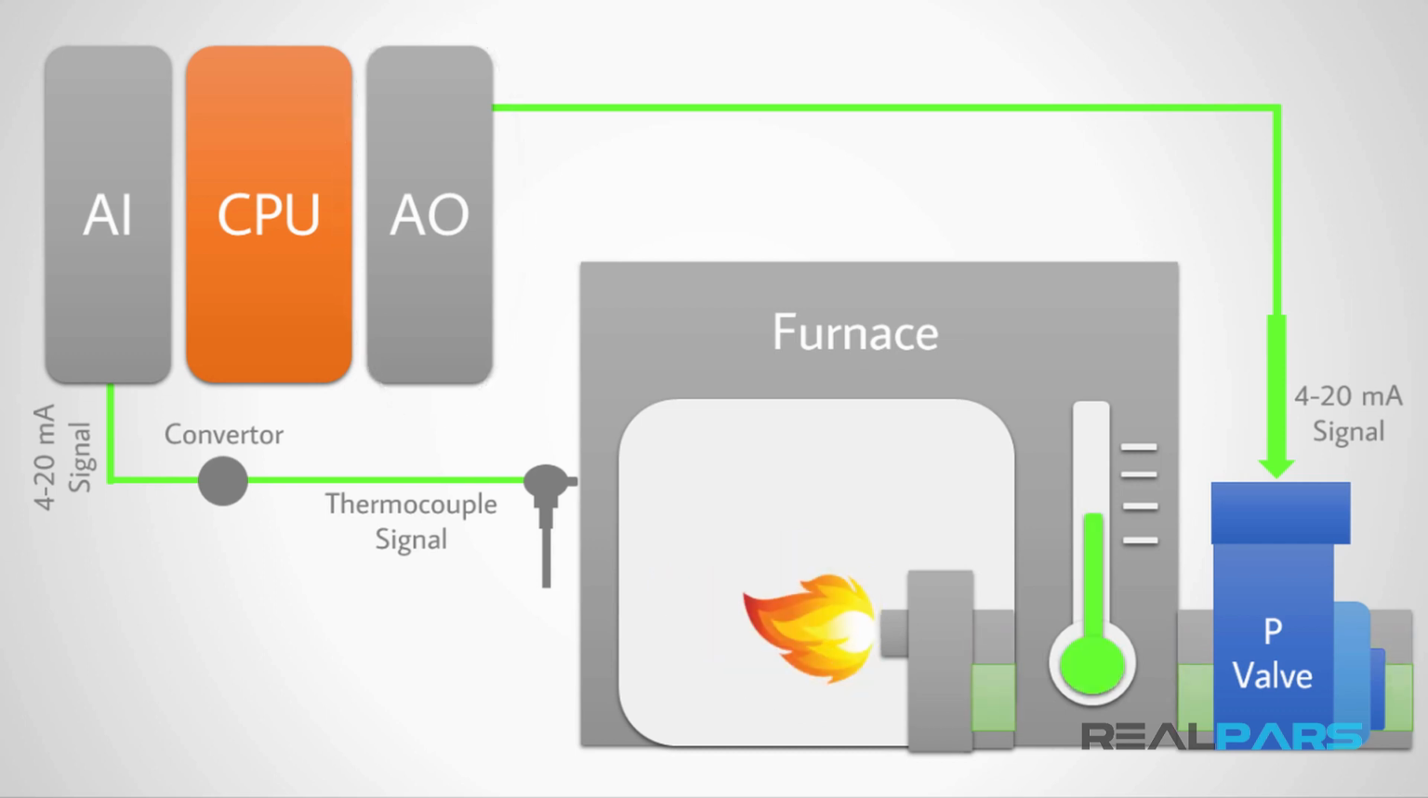So, in here, both the analog input and output modules act as a connector between the sensors and the actuator and the CPU. The input module is a connector between the thermocouple and the CPU, and the output module is a connector between the CPU and the valve.